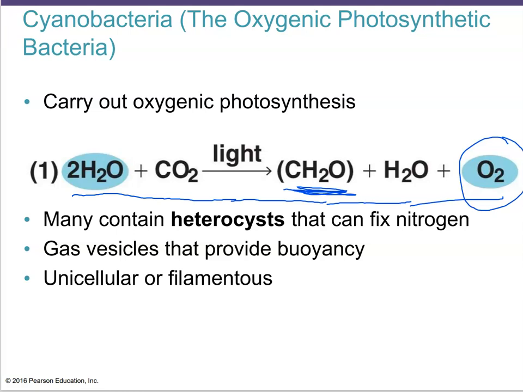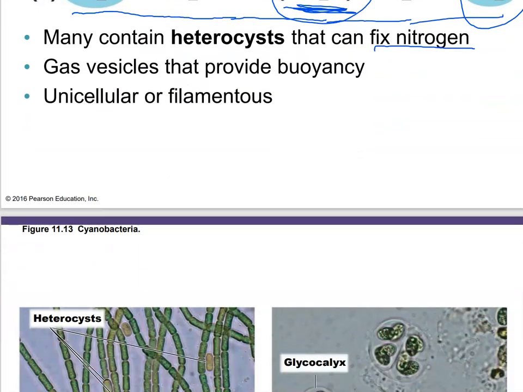So these of course are very important products here of photosynthesis. And these cyanobacteria are sometimes referred to as blue-green algae, but they are not algae. They're truly bacteria. They're prokaryotes, gram-negatives. So anyway, some of them have these heterocysts that can also fix nitrogen, which is another neat feature of these.